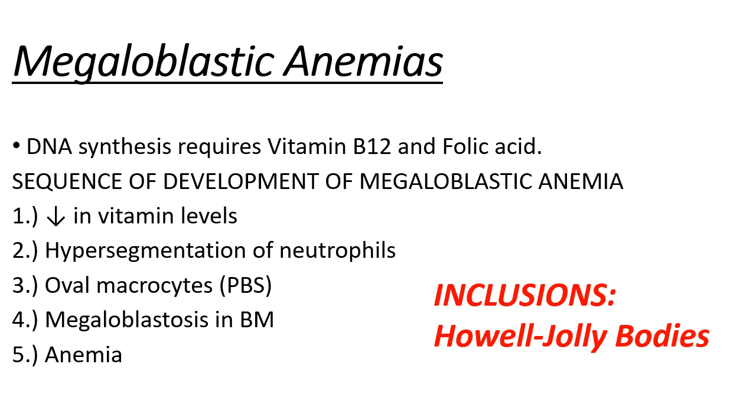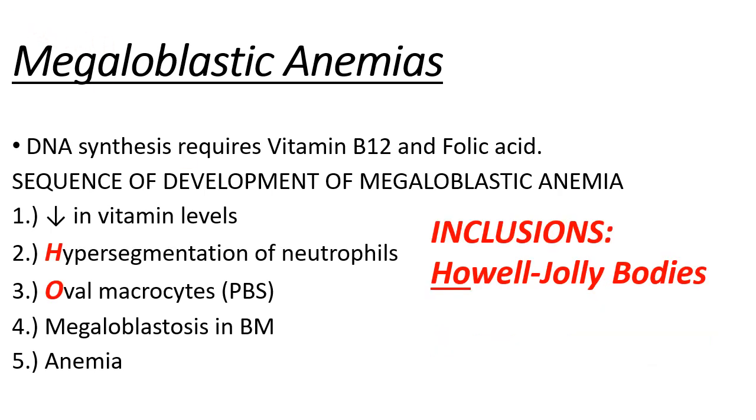So aside from what I have mentioned, idagdag na rin natin, no? We can also observe for the RBC inclusion called Howell-Jolly bodies. So as a mnemonic, ano ang mga madalas makita in megaloblastic anemia? Di ba meron tayong mnemonics dati na ho-ho. Ano yung ho-ho natin? H for hypersegmented neutrophils, O for oval macrocytes, and another HO for Howell-Jolly bodies.